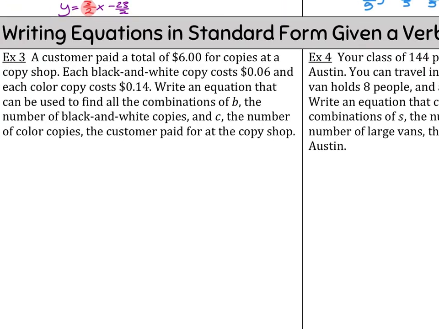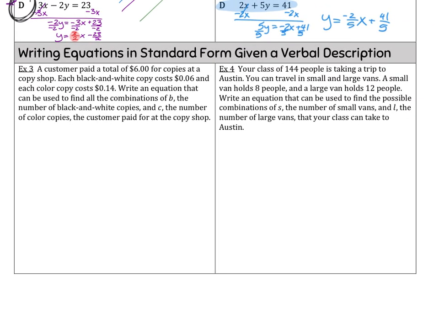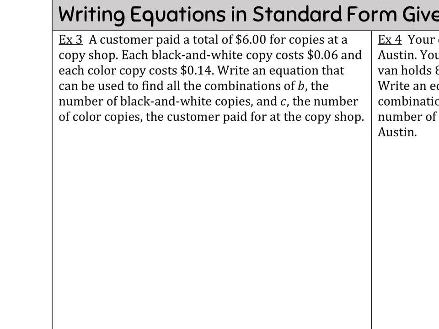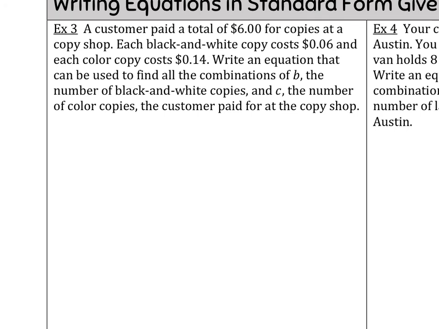Okay, let's go on. These last few little bits are super duper easy. They are word problems, so you have to read, but that's okay, we can read. It says a customer paid a total of $6 for copies at a copy shop. Each black and white copy costs 6 cents, and each color copy costs 14 cents. Write an equation that can be used to find all the combinations of B and C, so black and white copies and color copies, the customer paid for at the copy shop.